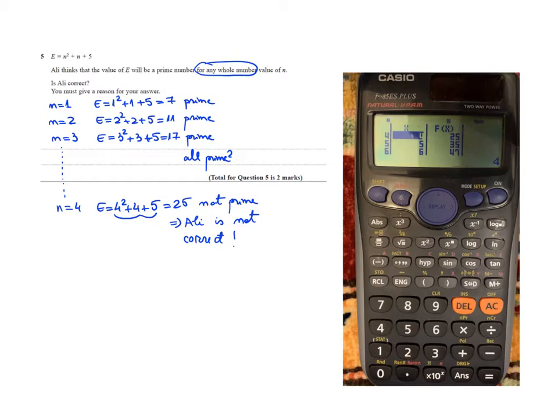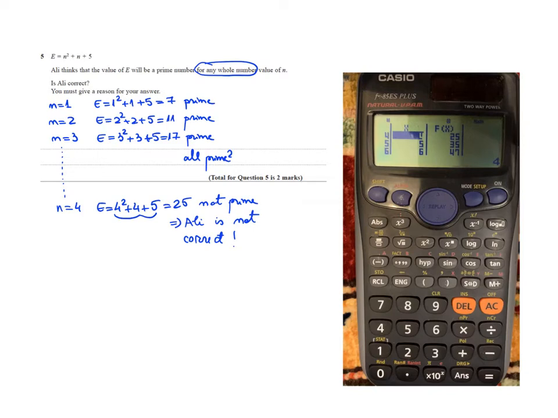In order to score full marks, it's not necessary just to say that Ali is not correct, but to give a reason why it's not correct. And the reason is because, for example, for n equals 4, E is not prime. The reason could be as well for n equals 5, E is not prime.